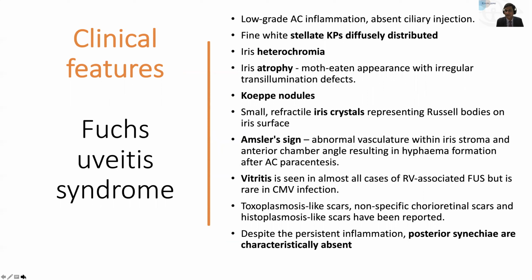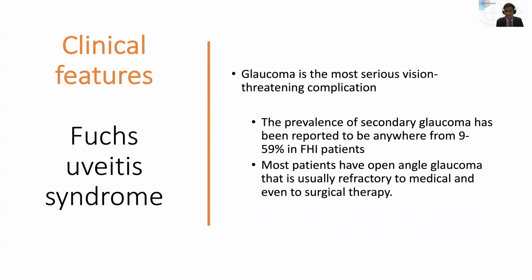The key clinical features in the context of Fuchs heterochromic iridocyclitis are stellate keratic precipitates, which are diffusely distributed and non-confluent. Iris heterochromia might be seen, but is not necessarily present in all patients. Iris atrophy, Koeppe's nodules, and Amsler sign have been reported. Vitritis can be seen, and it is pathognomonic when there is no posterior synechiae. So that's the pathognomonic sign.